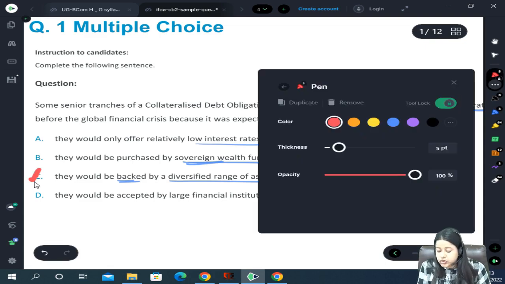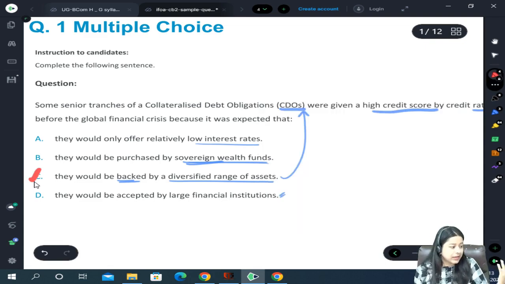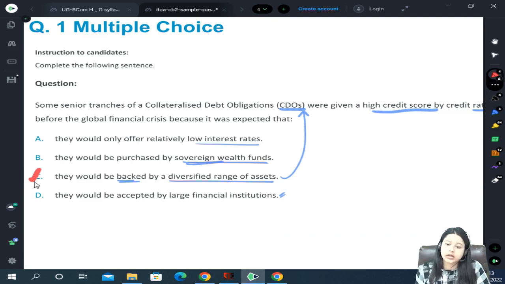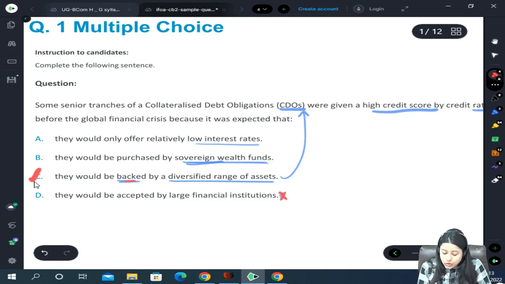Okay, for those who have done it, Shantini has given the correct answer. Very good, Shantini. Clear? So why C? Because of now here, definitely this is not a very good reason.